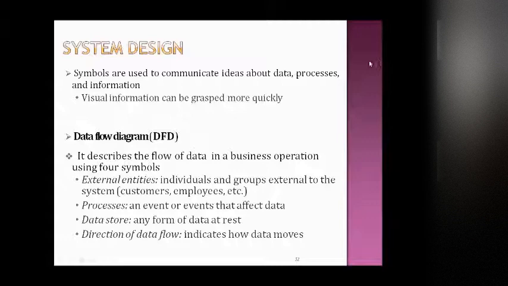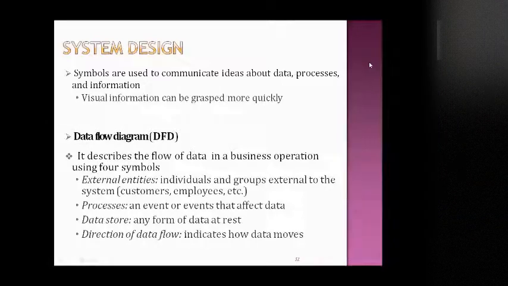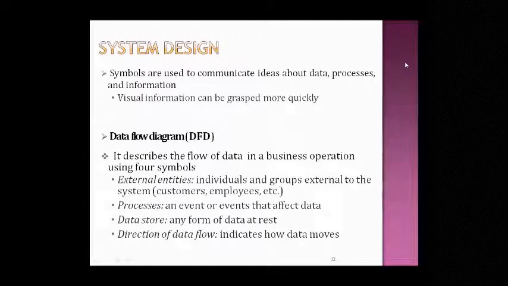We have what we call the external entities. External entities are individuals and groups external to the system. So we have the customers, employees, and others. Process, an event or events that affect the data. Data store, any form of data at rest. And then direction. It indicates how your data moves or what direction it will be going.